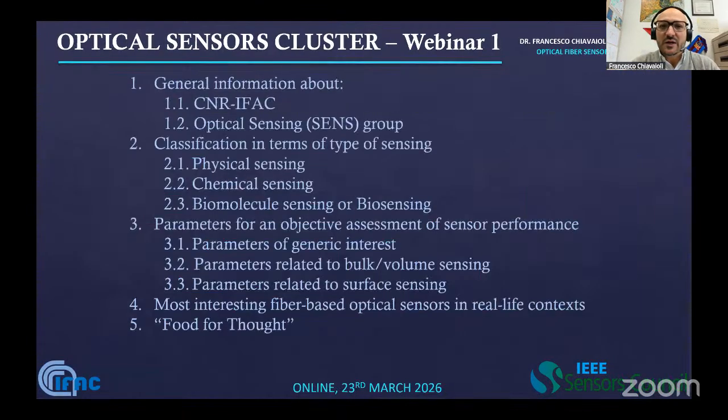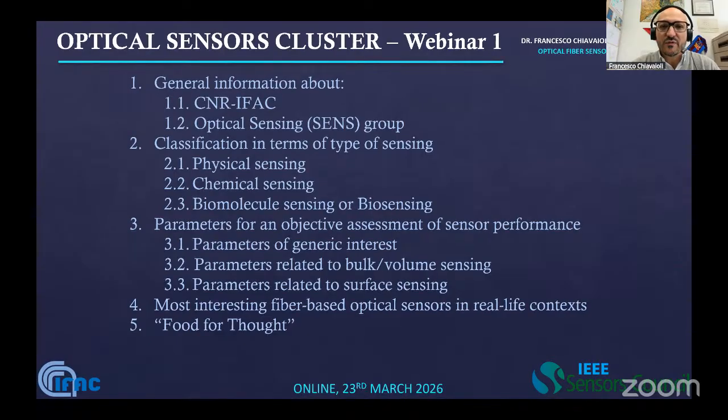So this is the outline of the presentation. I will give you some brief information about my institute and the group which I belong to. The first part of the talk will be more academic, so we'll discuss classification in terms of type of sensing and the parameters that can be used for an objective assessment of the sensor performance. In the second part, I will show you some interesting and recent examples of fiber-based optical sensors applied to real-life applications and contexts, and then I will provide some food for thought and conclusions.